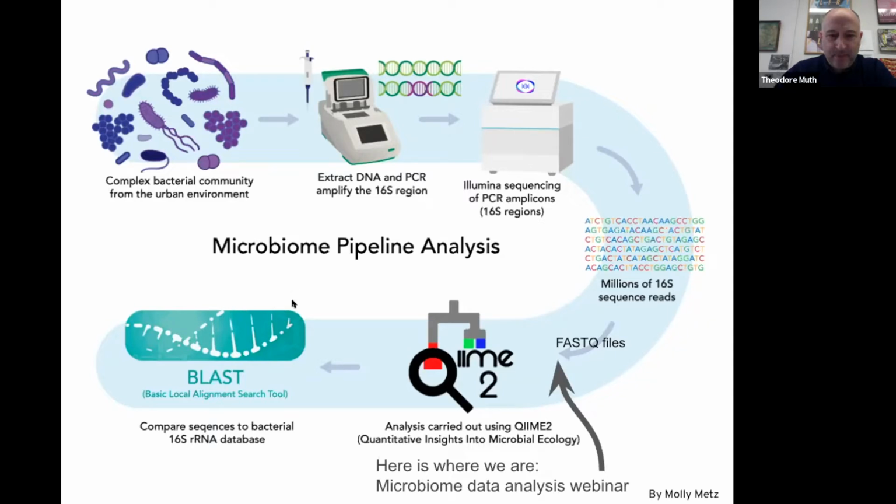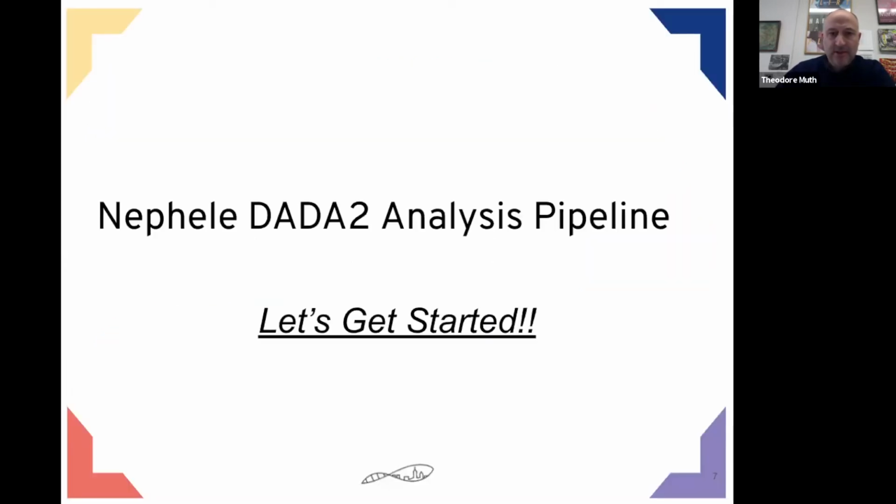And so here's our pipeline, and here's where your FASTQ files come in. And we're moving now into the QIIME2 and Nephele analysis along with some of the other analysis tools. So we'll go ahead and get started. And the first thing that I wanted to go into was the DADA2 analysis pipeline. So let me exit out of the slideshow, and I'll try to do things live if the connection is working fine.